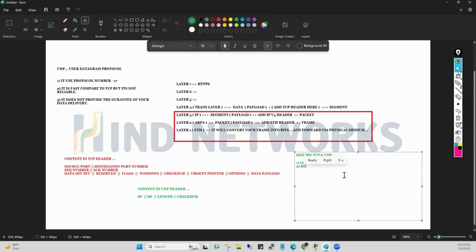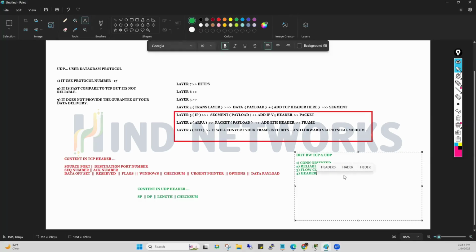TCP is, guys, reliable. TCP is a reliable protocol, but UDP is not a reliable protocol. TCP performs the 3-way handshake. UDP does not perform the 3-way handshake. Getting my point, everyone? Yes or no? TCP provides flow control. In TCP, there is a concept of flow control. But in UDP, there is no concept of flow control.